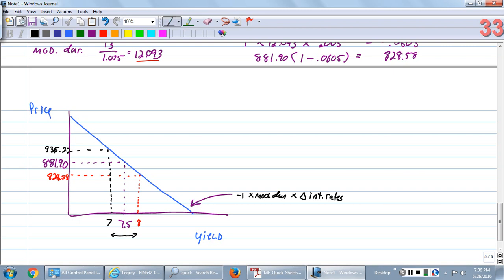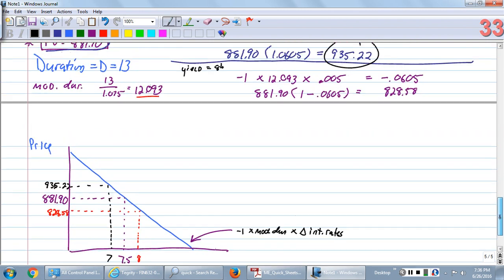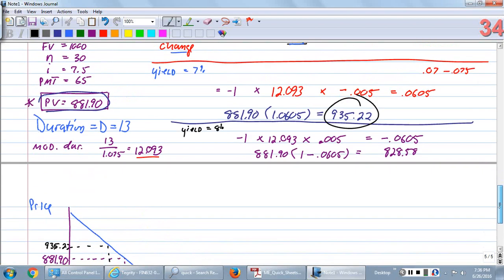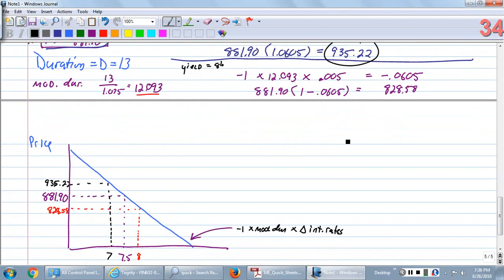Now I want us to do, I know this may be hard to follow, but it's really important, and I think it's somewhat interesting here. So let's go back to our original bond. I'll write it over here again. Originally we said the future value of this bond was $1,000. The payment on this bond was $65. N was equal to 30.